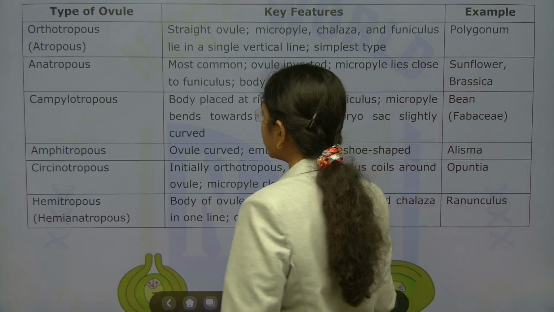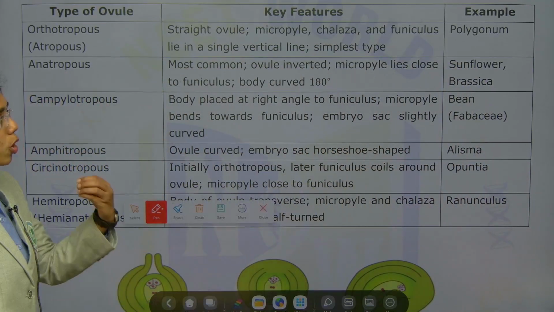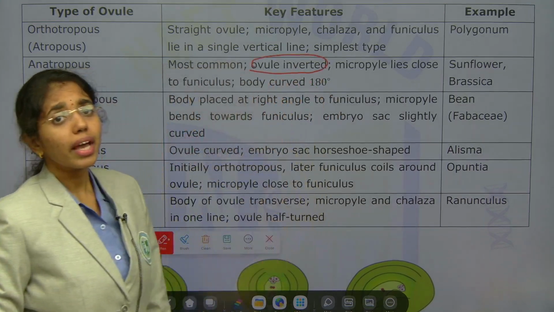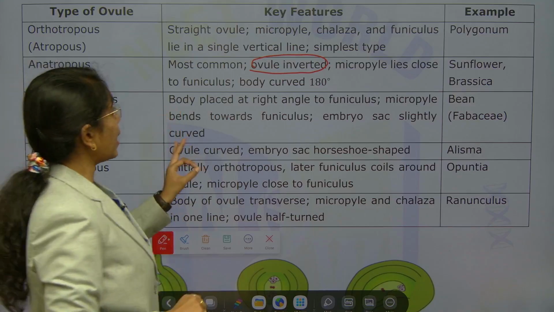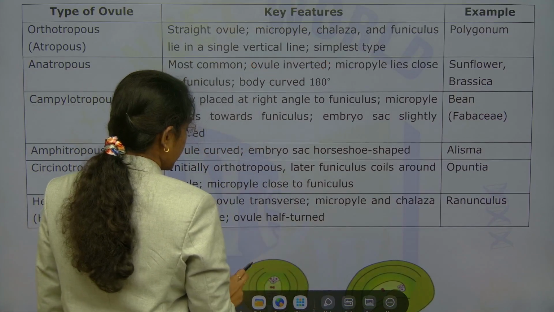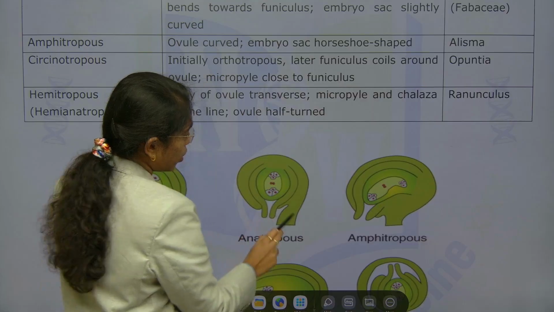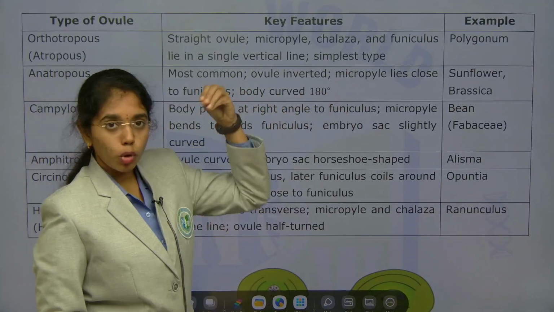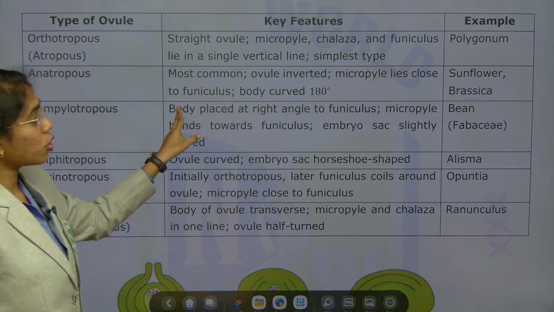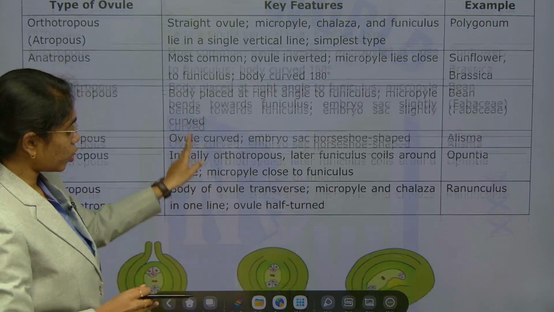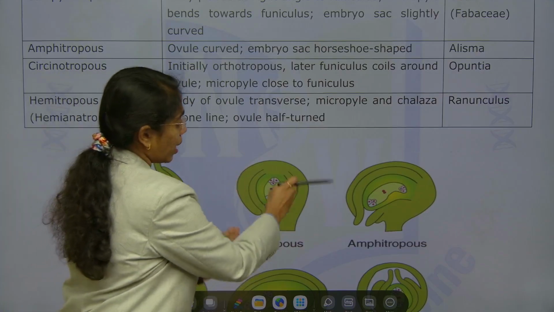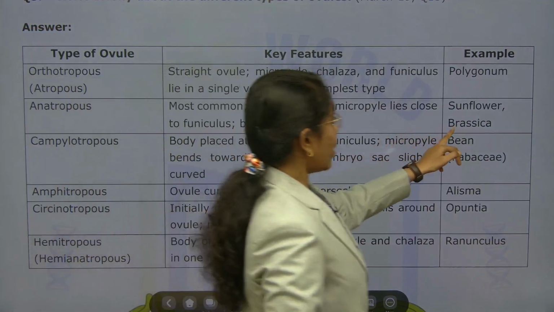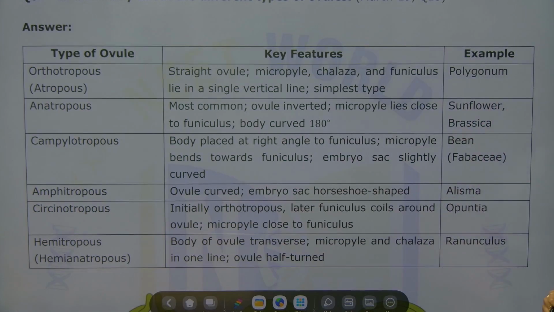Second is anatropous ovule. Anatropous ovule is the most common type of ovule. Here the ovule is inverted, where the micropyle lies close to the funicle, close to the stalk. This is the most common type in most of the angiosperms, where the micropyle is close to the funicle and the body is inverted to how many degrees? 180 degrees. Examples are sunflower and brassica. These are examples of anatropous ovule.